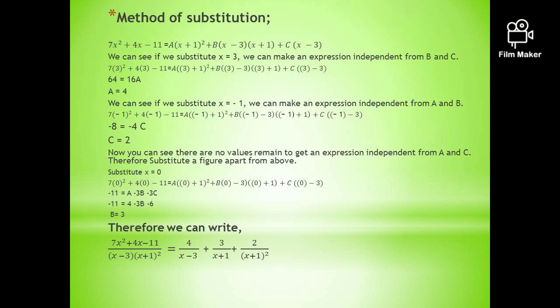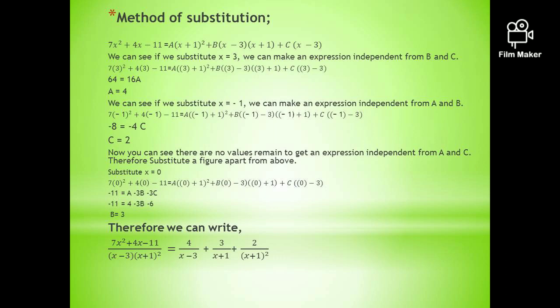Then, with the same technique, if you substitute x equals minus 1, the term a into x plus 1 turns into 0, since minus 1 plus 1 is 0. The b term, b into minus 1 minus 3, also multiplies the factor minus 1 plus 1, so it turns to 0, and the a and b terms both get cancelled. With that you get a term independent of a and b. With this substitution you obtain minus 8 equals minus 4c, so you get the answer c equals 2.